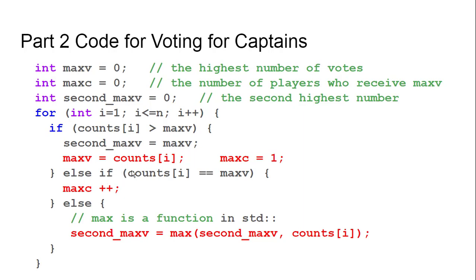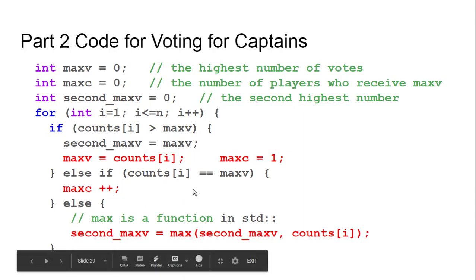So if the current player's vote is equal to max V, then we will increment this. This is a part that I don't think we've used before in the example problem, because I don't recall we actually kept track of the number of something. We just kept track of the max or maybe the second max, but here we increment the counter.